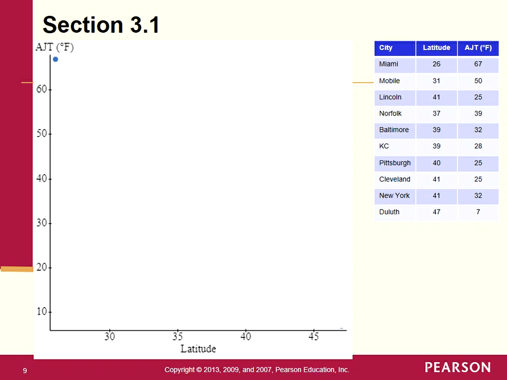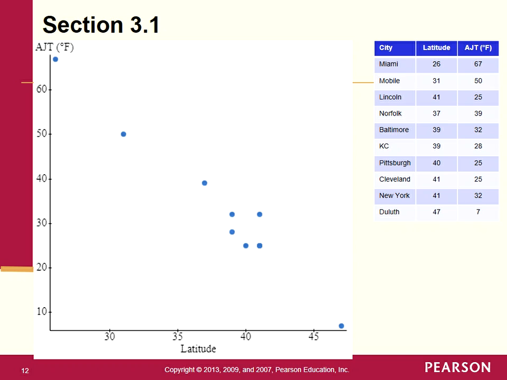So we'll start with Miami. Miami had a latitude of 26 and average January temperature of 67, so we're just going to put a dot there. Every time you see a dot, that's representing a city. It's representing an observation within our sample here. So Mobile, Alabama, you've got 31 for latitude and average January temperature at 50, and so on and so forth. You've got Lincoln and Norfolk and all those other cities. So you've got all the cities in there.